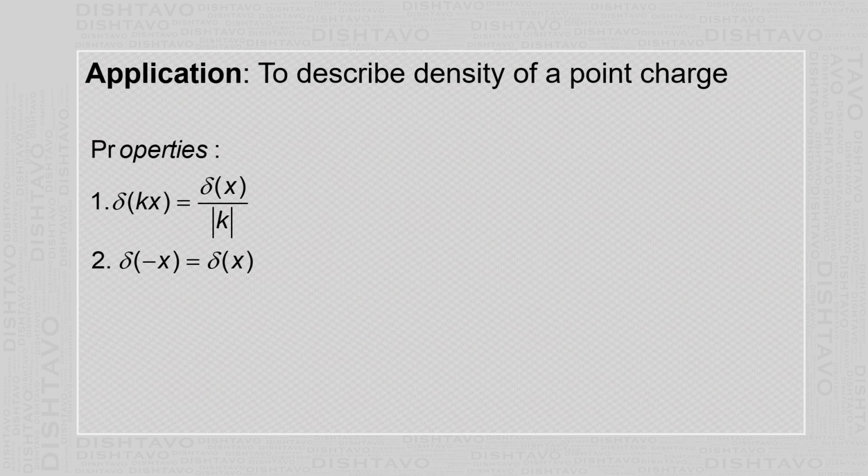Now two of the important properties of the Dirac delta function are, number one, delta of kx is equal to delta of x divided by modulus of k. Now from the first property we get a second property by giving the value of k equal to -1. So when k is -1, what we get is delta of minus x, and modulus of -1 is +1. So the right hand side becomes delta x. So these are the two important properties of the Dirac delta function.